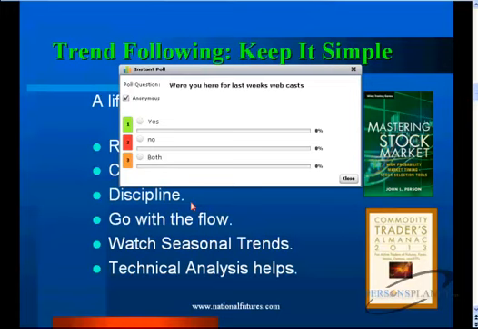But trend following is a life philosophy. Real simple: you've got to let the winners run.